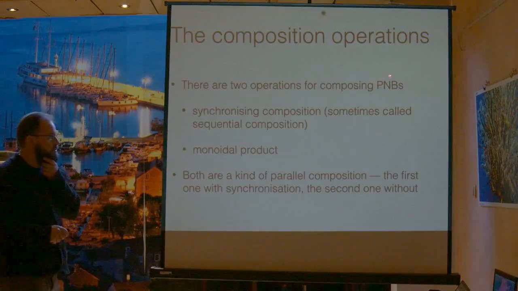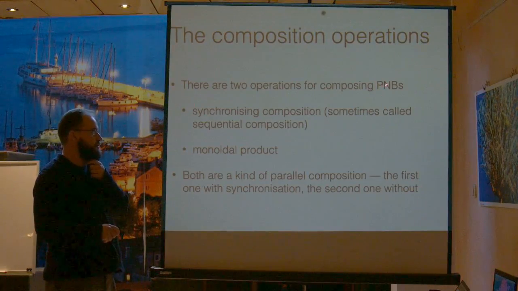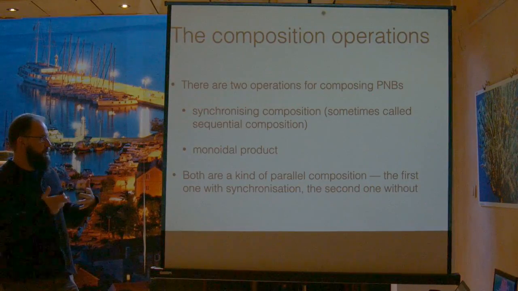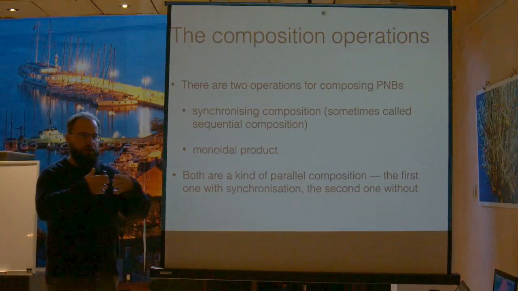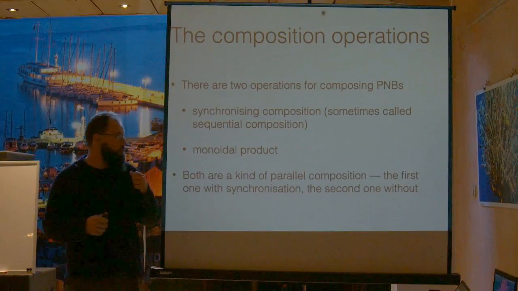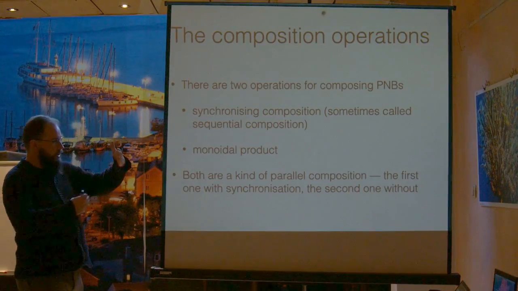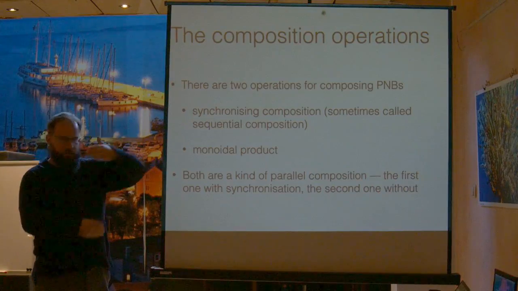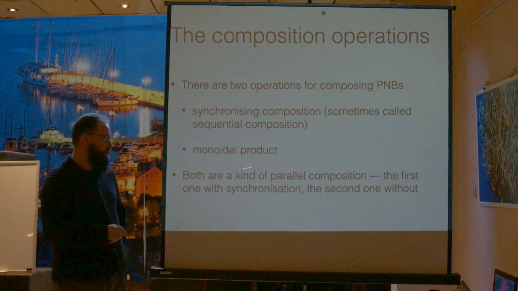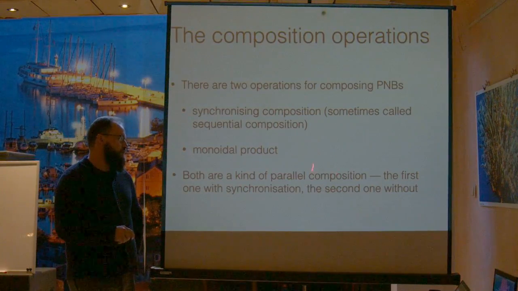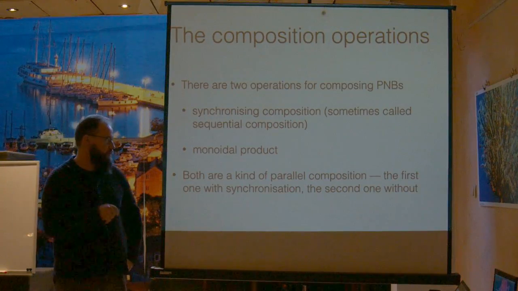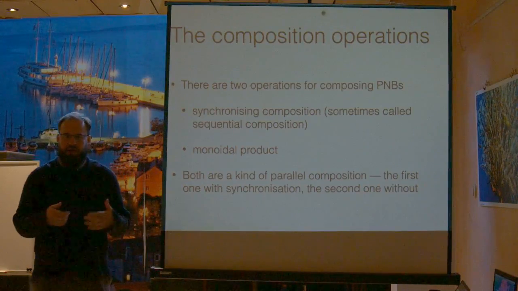Okay, so there are two operations for composing these things, which are the operations of monoidal categories. There's this categorical composition, which is synchronizing composition, right, in which we connect boundaries and we sort of complete the information about these partial synchronizations. And there's the monoidal product, which is just stacking these boxes on top of each other. And if I was going to explain it to process algebra people, both of these composition operations are kind of parallel composition, right? So the first one is with synchronization, and the second one is this kind of a free parallel composition.